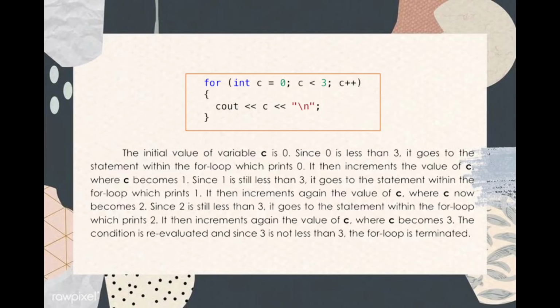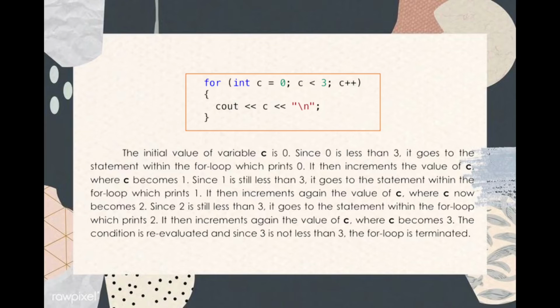It then increments the value of c, where c becomes 1. Since 1 is still less than 3, it goes to the statement within the for loop which prints 1. It then increments again the value of c, where c now becomes 2. Since 2 is still less than 3, it goes to the statement within the for loop, which prints 2.